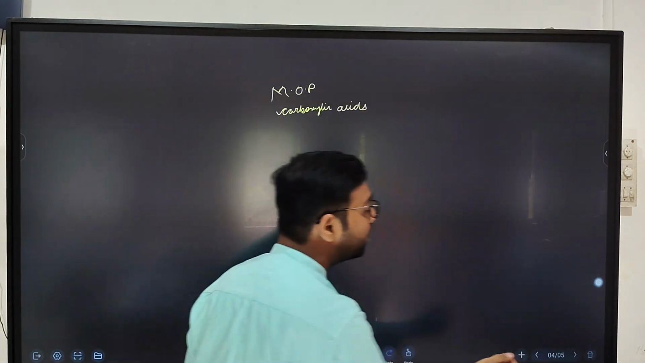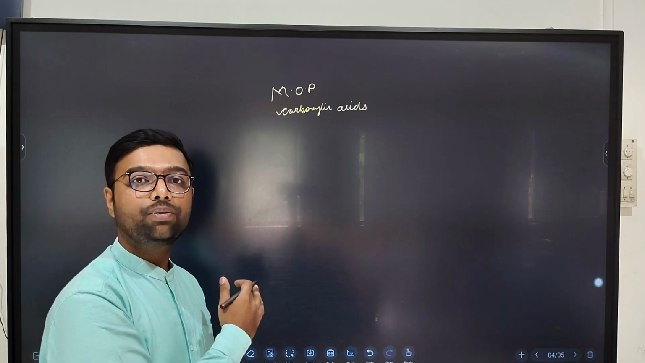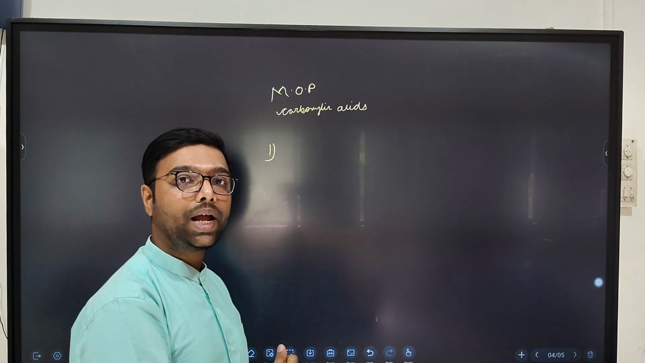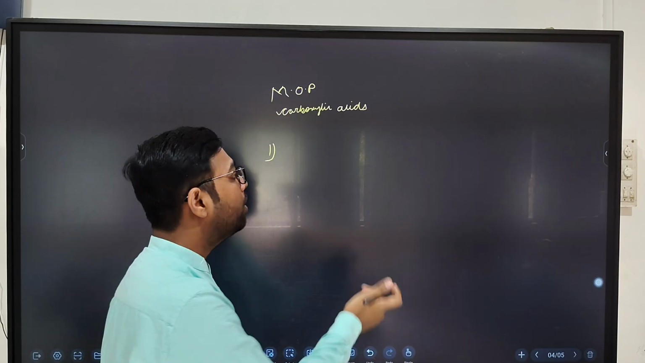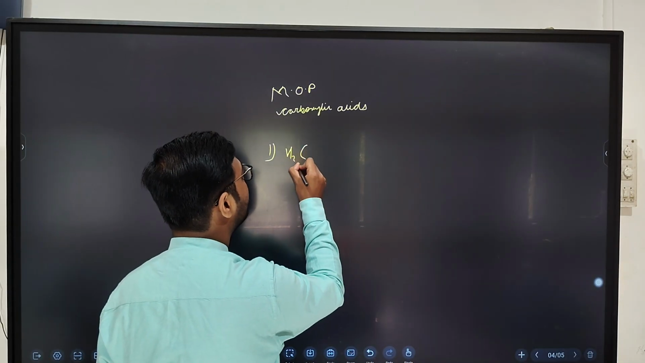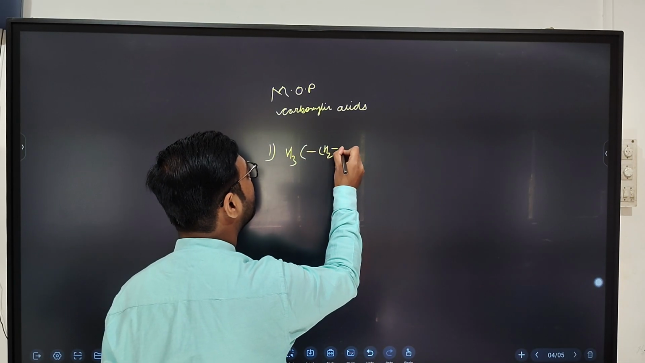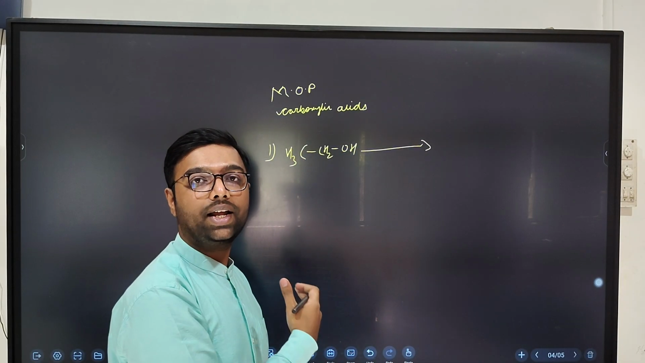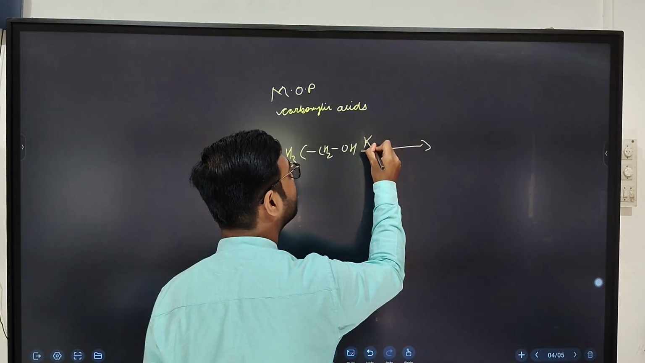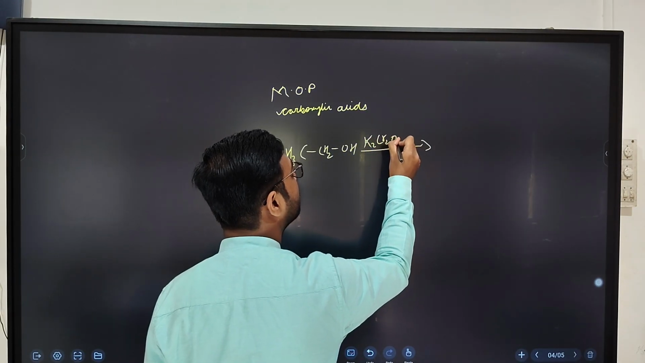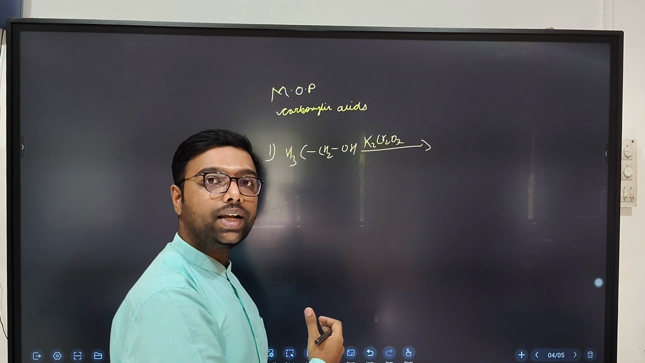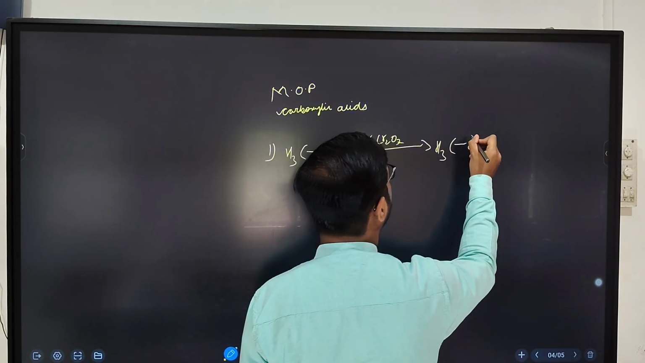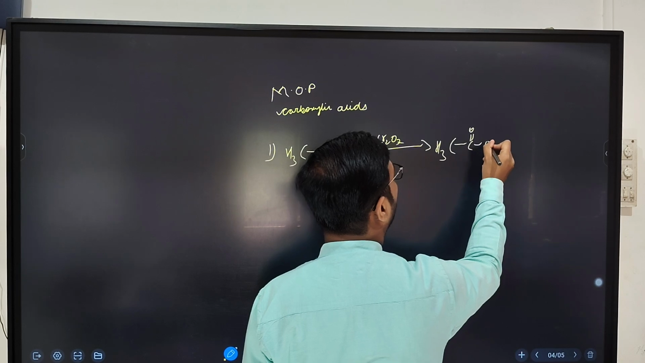Now we will move towards the methods of preparation for carboxylic acid. Carboxylic acids we can prepare from both primary alcohol and secondary alcohol. We will study from primary alcohol, CH3CH2OH. If I treat this primary alcohol with some strong oxidizing agent like K2Cr2O7, it will yield the corresponding carboxylic acid, that is CH3C double bond O OH.